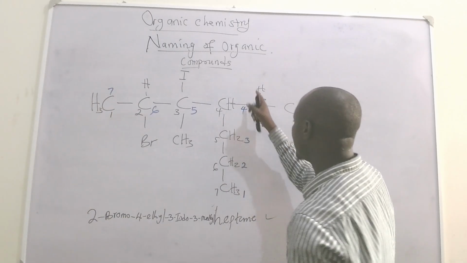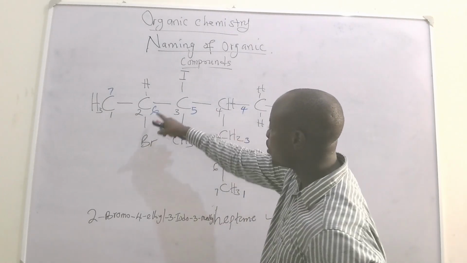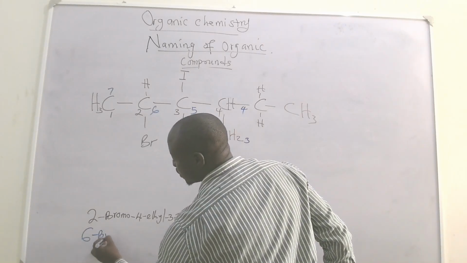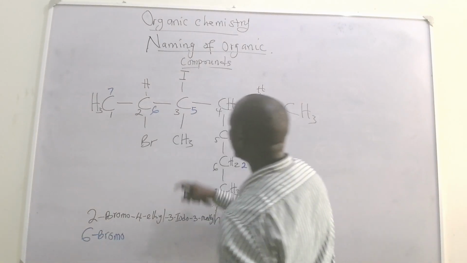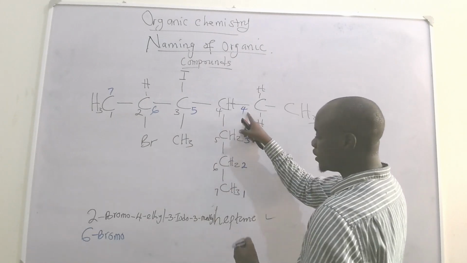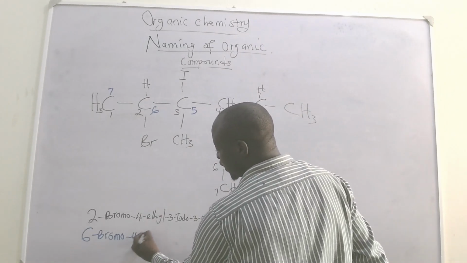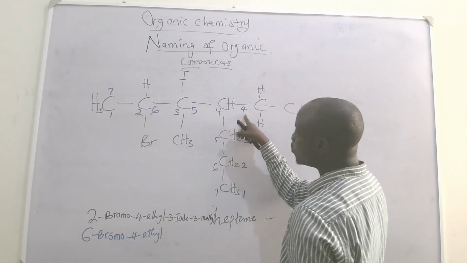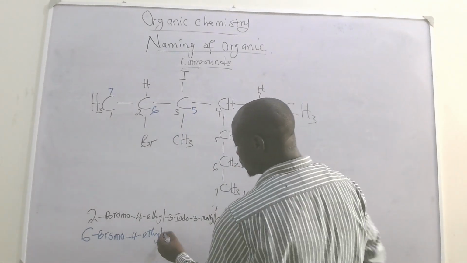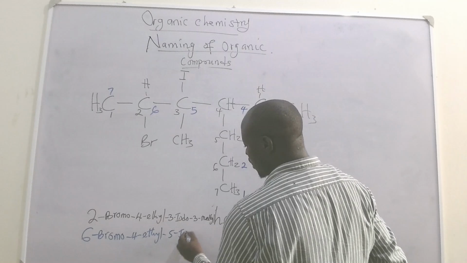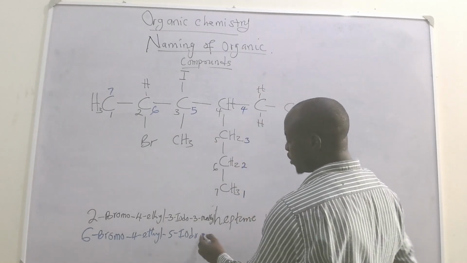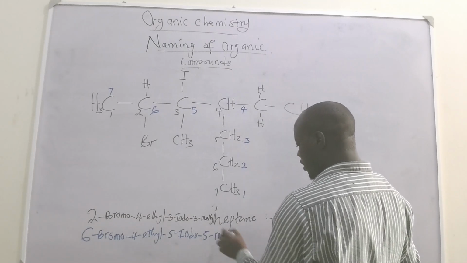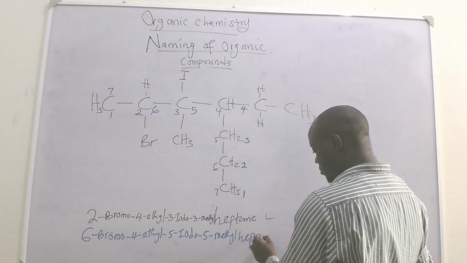If we follow it in this direction, of course our bromo is at carbon 6. So we are going to have 6 bromo, and then of course after bromo is ethyl. So ethyl is at carbon 4, so we have 4 ethyl. And then after ethyl is iodo. So iodo is at carbon 5, so we have 5 iodo. And of course, the methyl is also at carbon 5, so we have 5 methyl. And then the parent name is heptane.